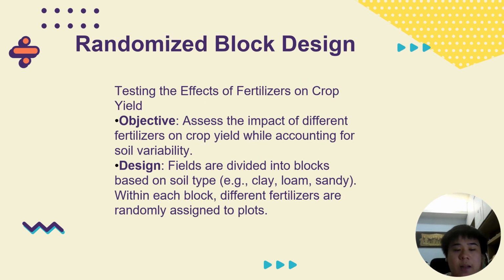Randomized block design, for example, testing the effect of fertilizer on crop fields. The objective is to assess the impact of different fertilizers on crop yield while accounting for soil variability. For the design, the fields are divided into different blocks based on the soil type. Within each block, different kinds of fertilizer are randomly assigned to the plots. So the block design is the fields divided into different blocks.